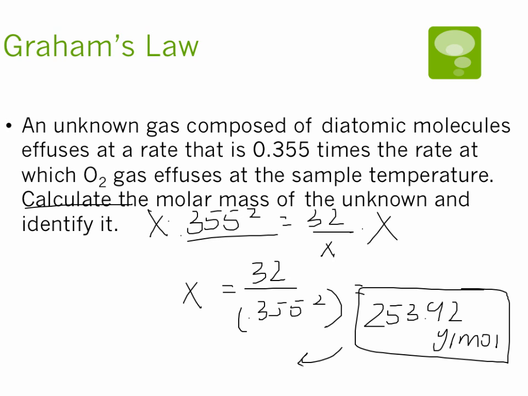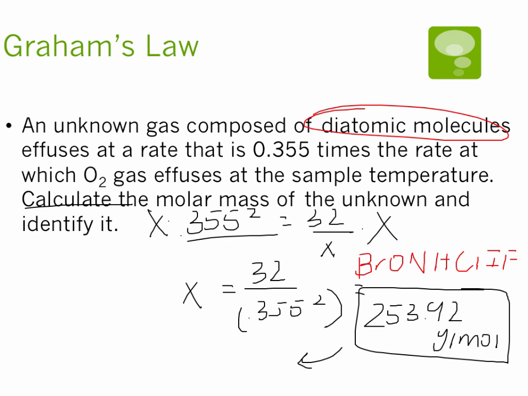Then we have to identify this gas. Now you might be looking at this saying, well, how in the world do I identify this gas? Well, we know that it's composed of diatomic molecules. So if we know it's composed of diatomic molecules, that means we really only have certain gases to choose from. So we need to figure out which of these masses, when multiplied by 2, gives us this unknown. If you work your way through and figure it out, you find that the gas is I2.